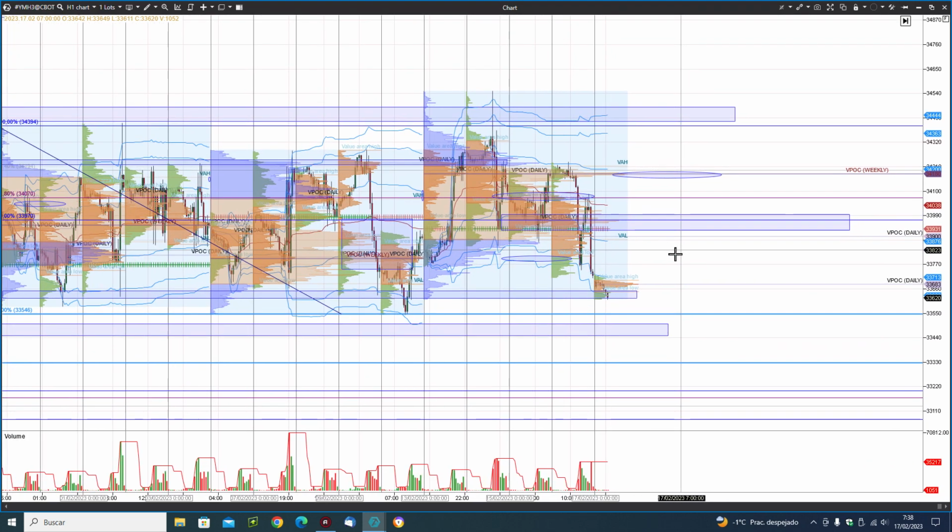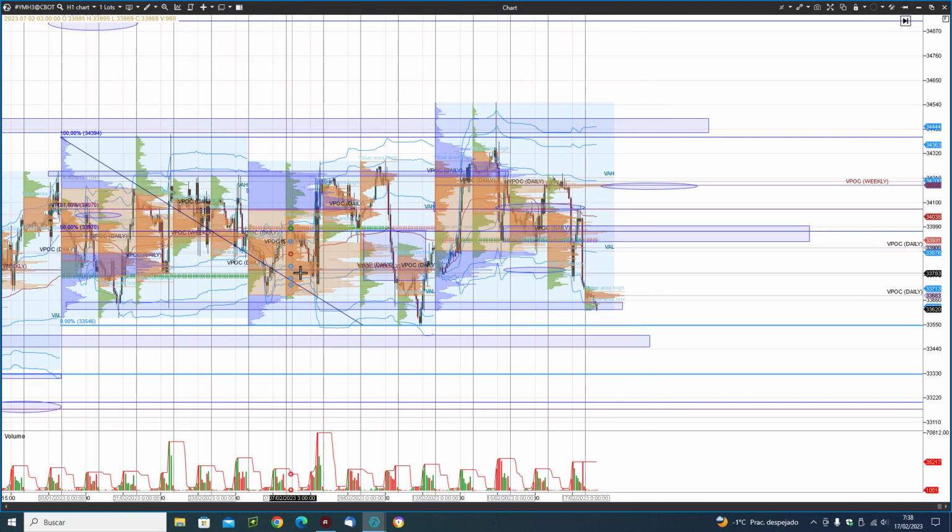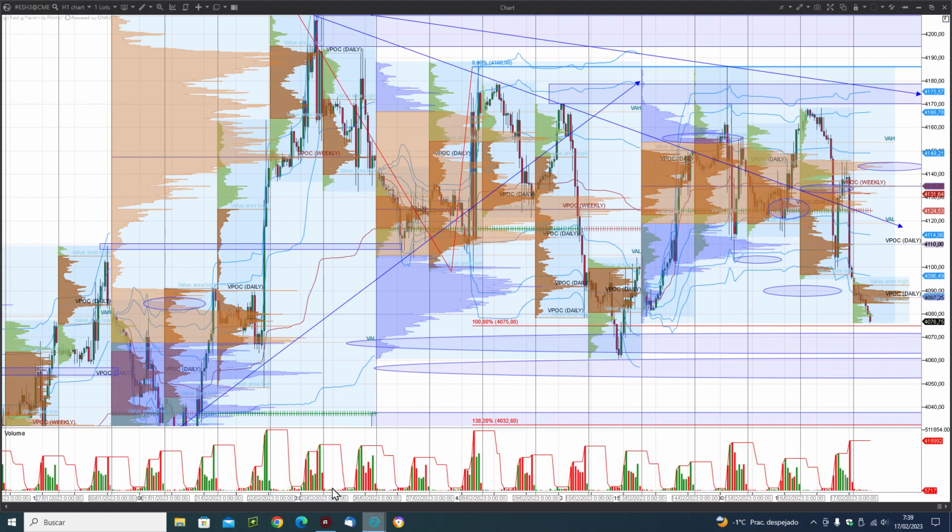33,176. Talking about higher targets is very clear. First step, this weekly VPOC, old weekly VPOC at approximately 33,801, and then the great price action zone that goes from this main line of an old VWAP to this VWAP, about 33,965.